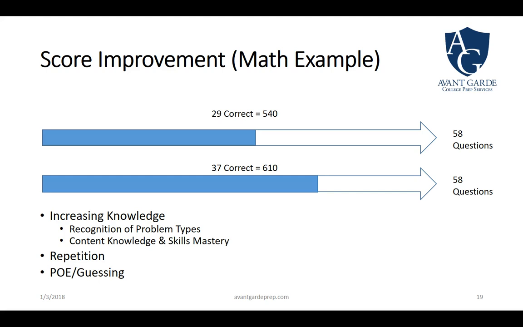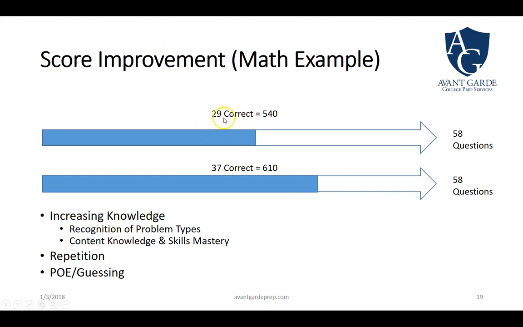The other thing is content knowledge and skills mastery. So building up your knowledge and your skills that are exactly being tested here on the test. The other thing is repetition. Just through pure repetition and practice, giving you a chance to become more comfortable and get faster, thus allowing you to get to more questions.